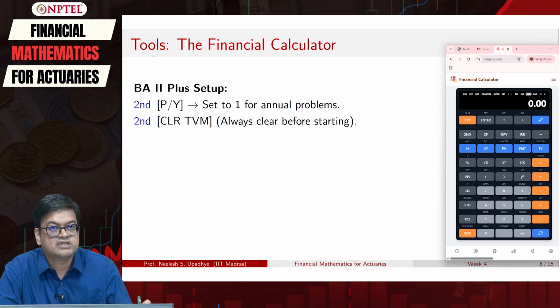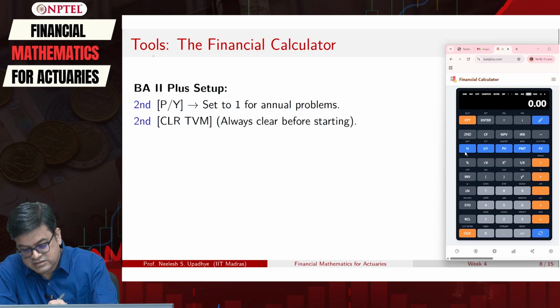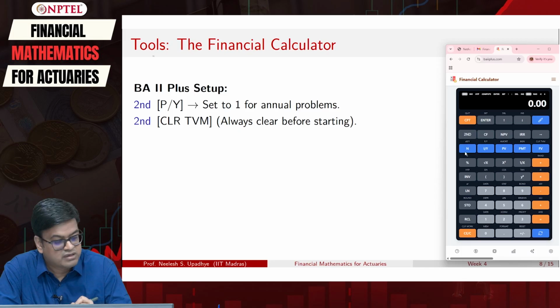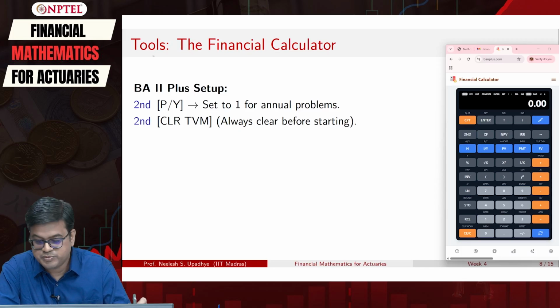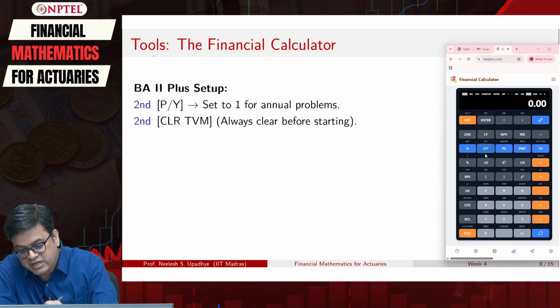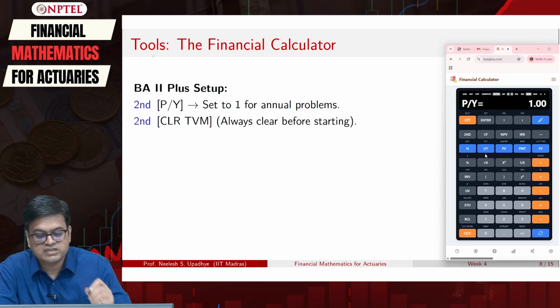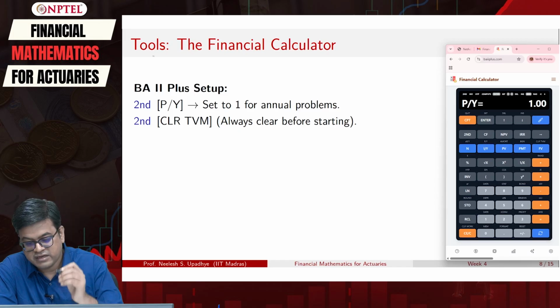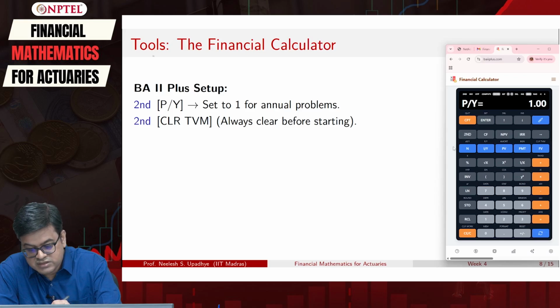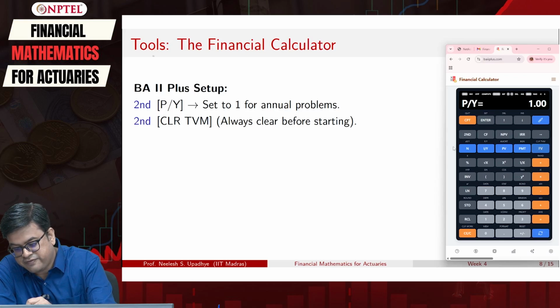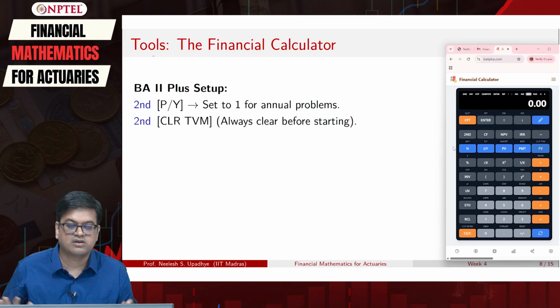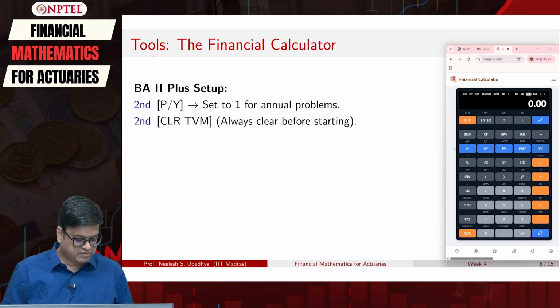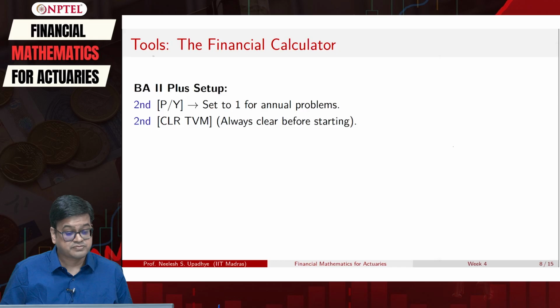First, you will see the second button. I have pressed the second button. Then I want to press this P/Y, which is just above this I/Y. You can see P/Y is set to 1 for all annual problems. Okay. Then a very important function: second, and then FV, just above FV is CLR TVM. I will press that. It clears all my previous calculations. This is very important for us, because otherwise we may commit some mistakes.